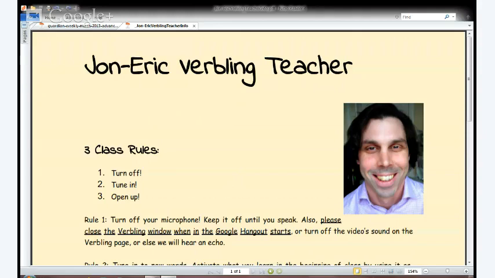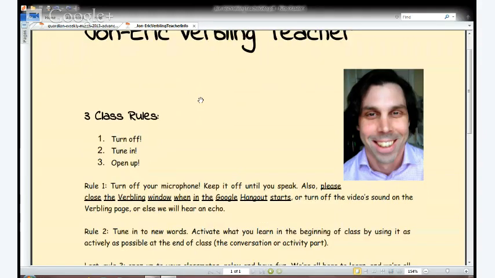Three rules, three easy to remember rules to help you in a class. Turn off, tune in, and open up. What does that mean? Turn off means turn off your microphone when you come into the Google chat, and also close the Verbling window, because you're going to hear the sound twice if you don't, and you won't know where it's coming from, including your own voice. It gets confusing. So turn those off, and please turn on your microphone when you're ready to speak. Okay, so you can definitely keep it on when you're speaking.